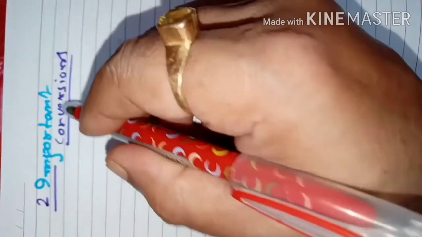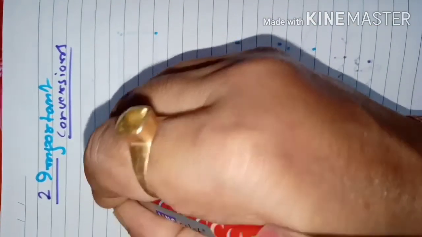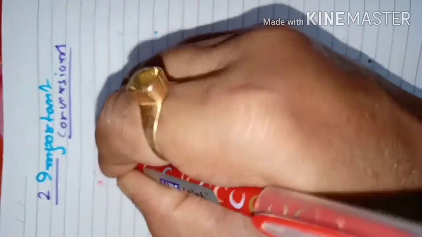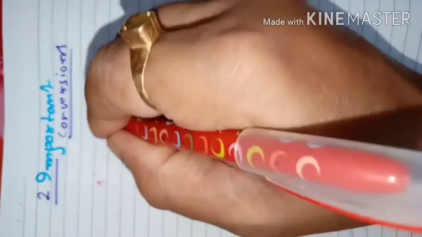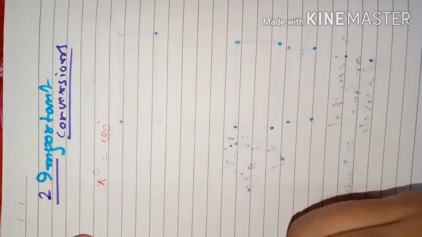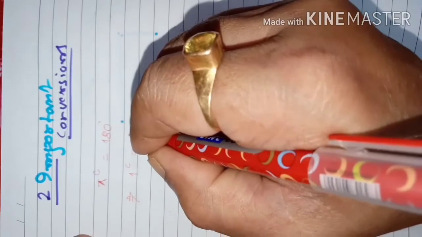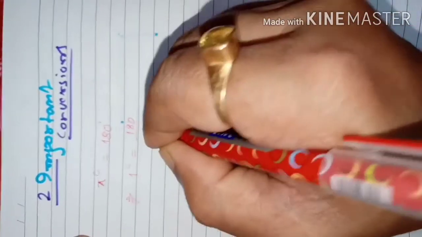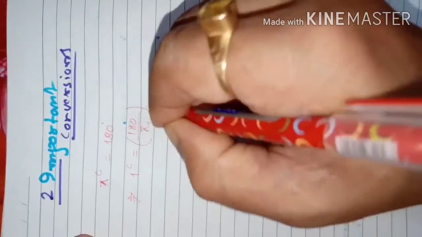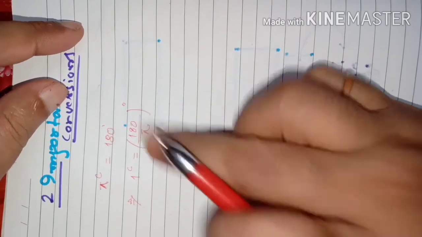So dear students, now I am going to give you two important conversions. Before that, I want you to recall yesterday's class. In the previous video, we have learned that pi radian is equal to 180 degree. No? Pi radian is equal to 180 degree. Then 1 radian is equal to 180 by pi degree in degree measurement.